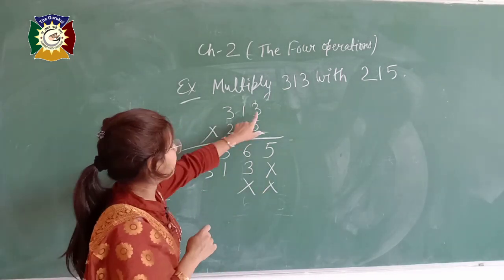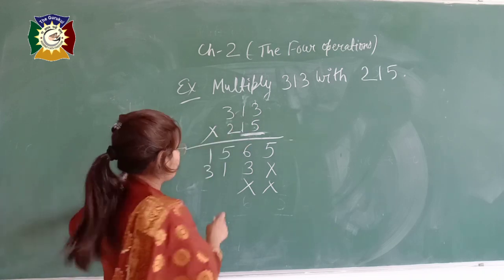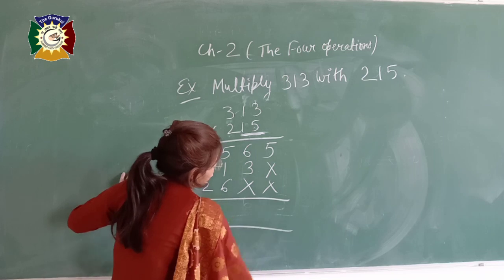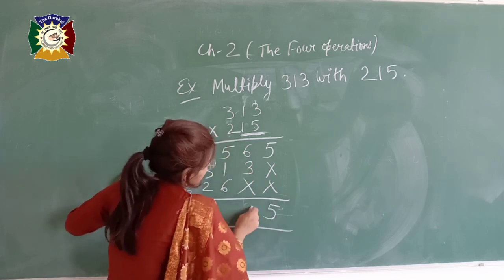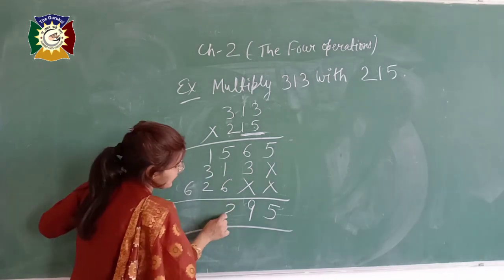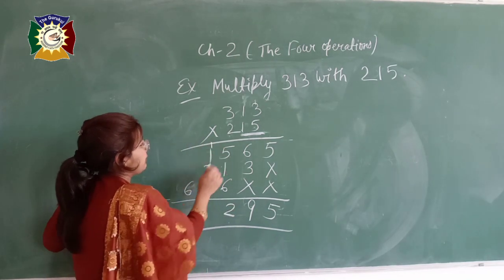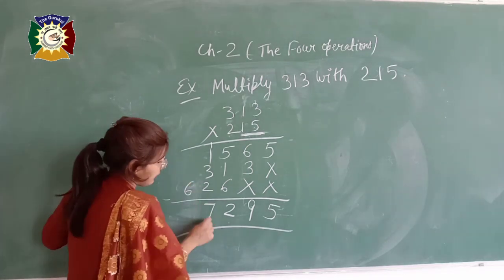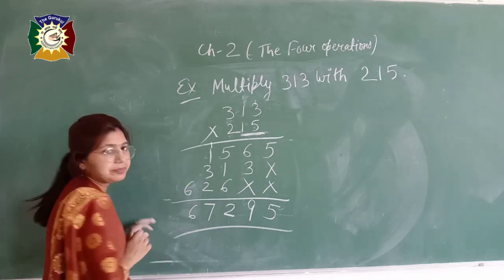Okay. Now multiply the given term with 2. 2 3s are 6, 2 1s are 2, 2 3s are 6. Add it. 5, 6 plus 3 is 9, 5 plus 1, 6, 6 plus 6 is 12. 2 is here and 1 carry here. 1 plus 1, 2. 2 plus 3 is 5, 5 plus 2 is 7, and this is 67.